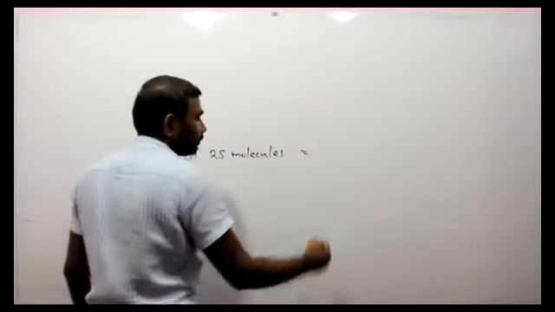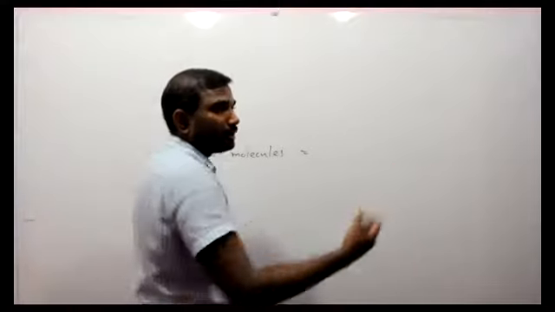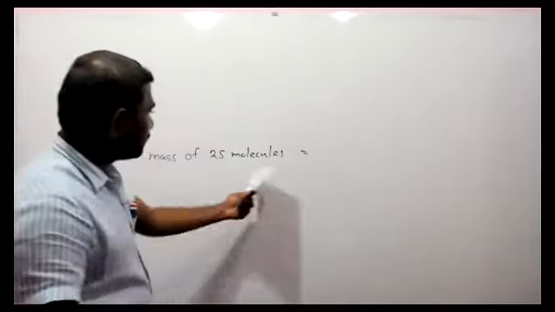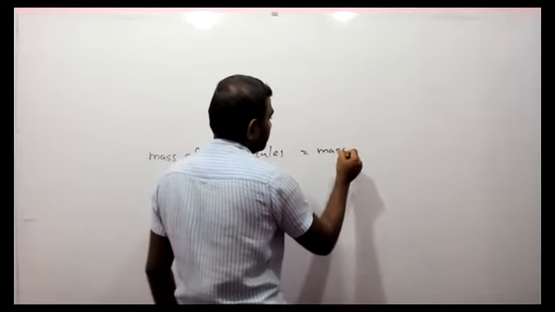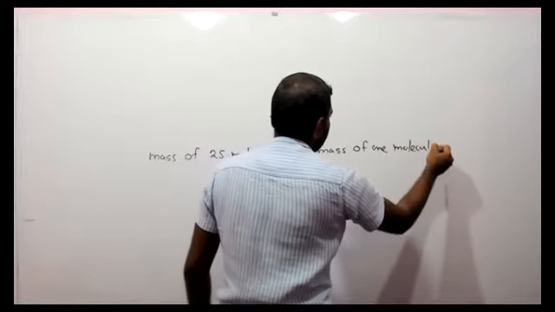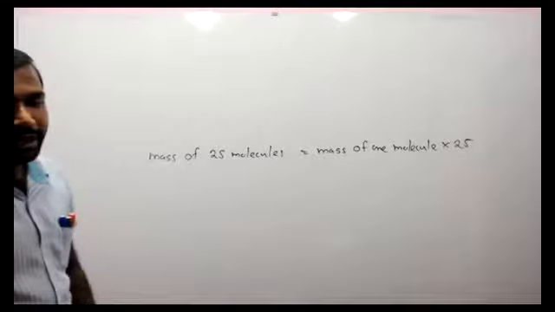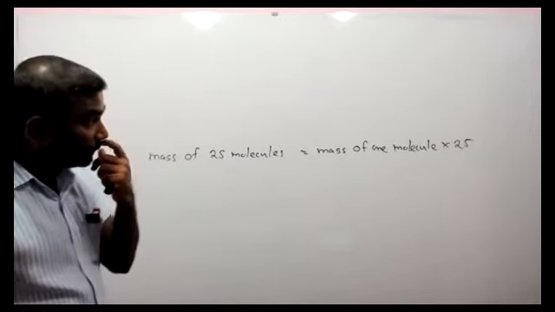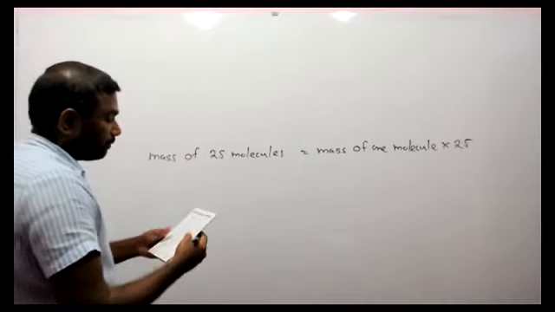It will equal to, if you want to find out the mass of 25 molecules, what you have to do, children? You take the mass of one molecule, then you multiply it by 25. Then you can calculate the mass of 25 molecules. So you need the mass of one molecule. So they are giving you the relative molecular mass.